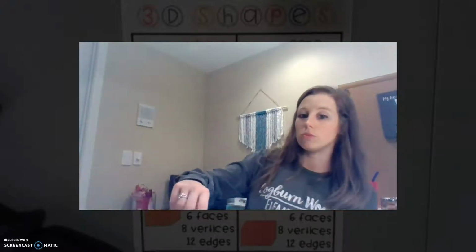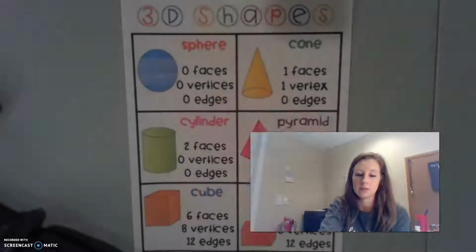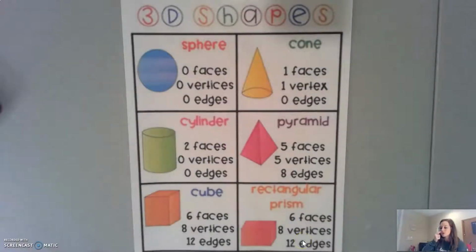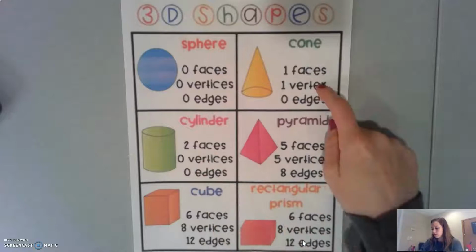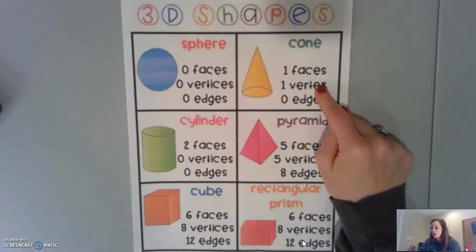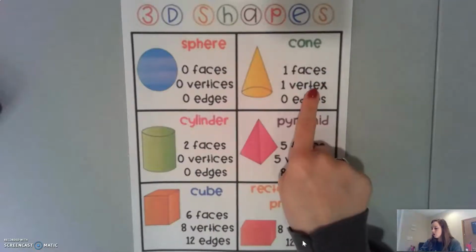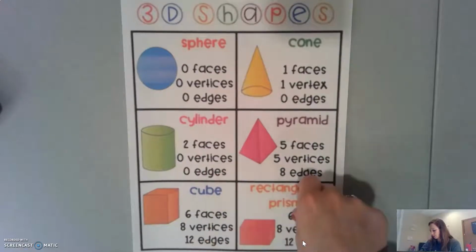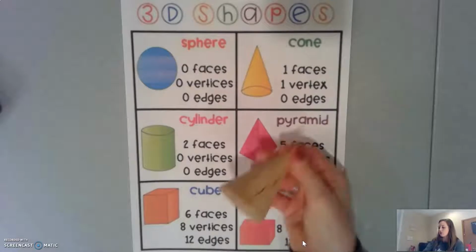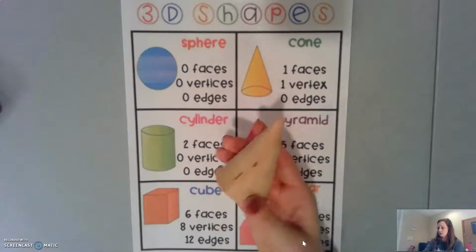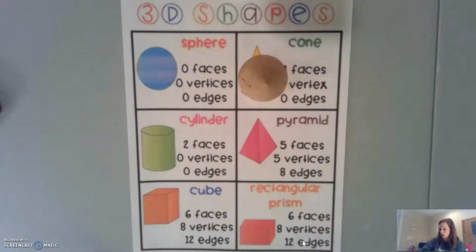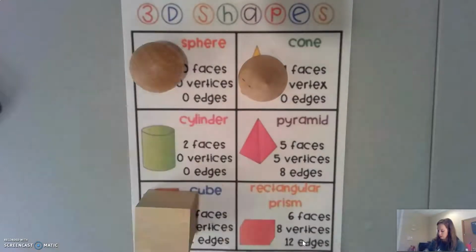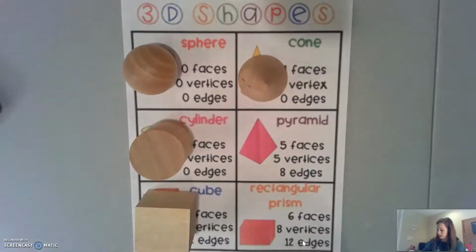Now we're going to move on to 3D shapes. So these are the 6 3D shapes that we're going to discuss today. We have a sphere, a cone, a cylinder, a pyramid, a cube, and a rectangular prism. Now I have these 3D blocks right here, and I'm just going to place them on each of these so you can see what each of them looks like in real life.